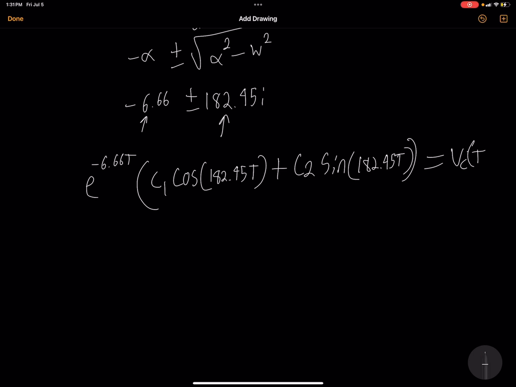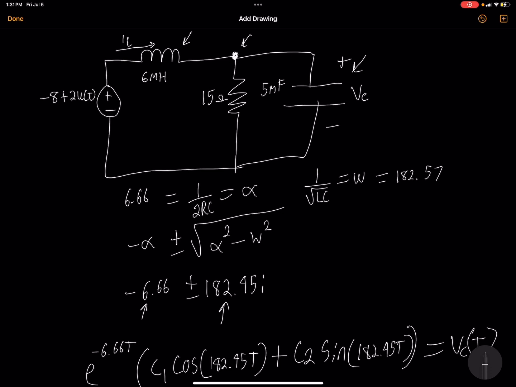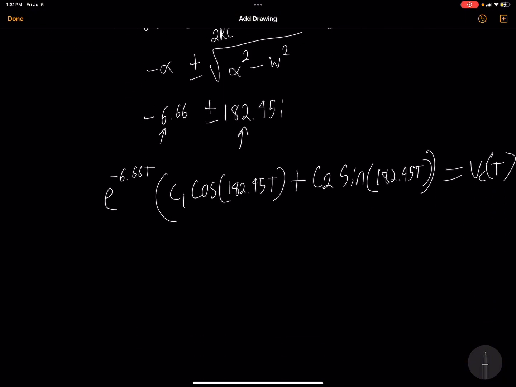Now we must note, what is the final value of this circuit? -6. So we must make note that if there is a different final value, if it doesn't go to 0, we need to include that. So -6 is the final value it approaches.